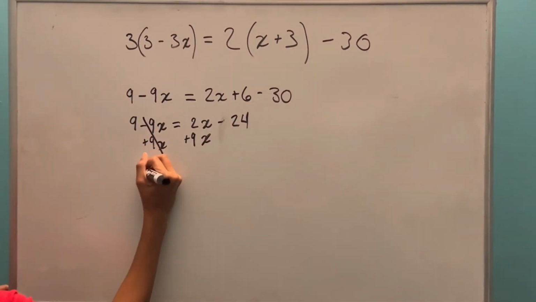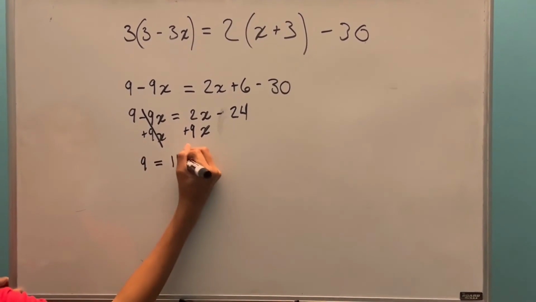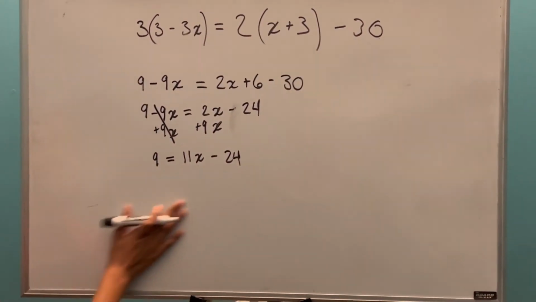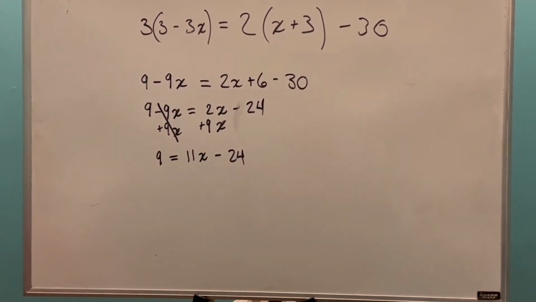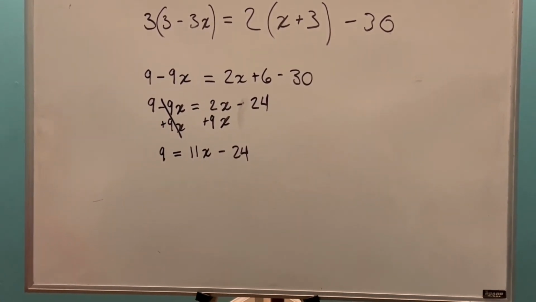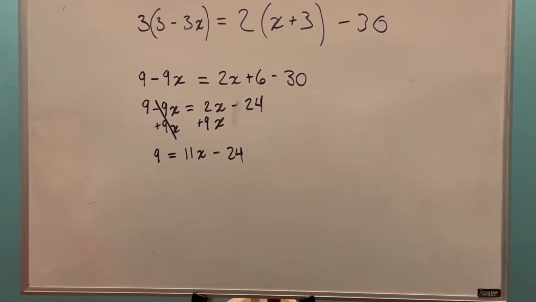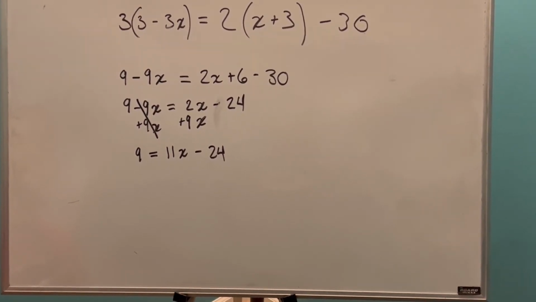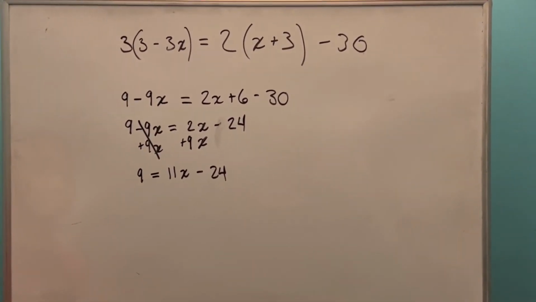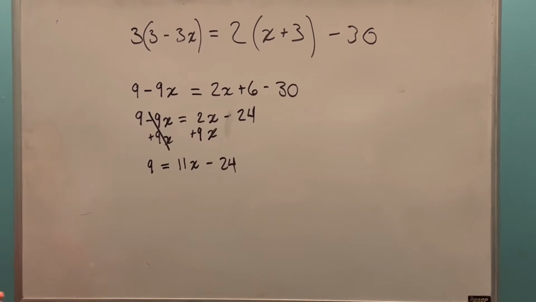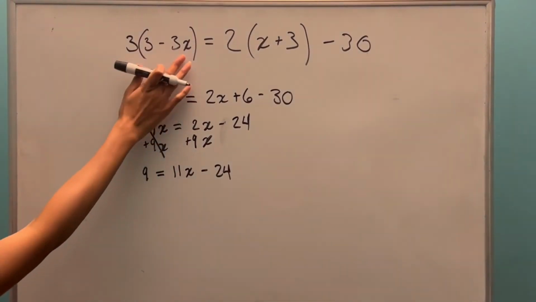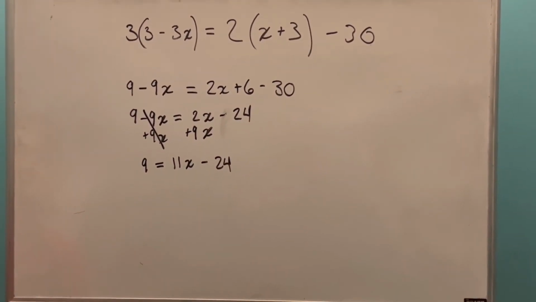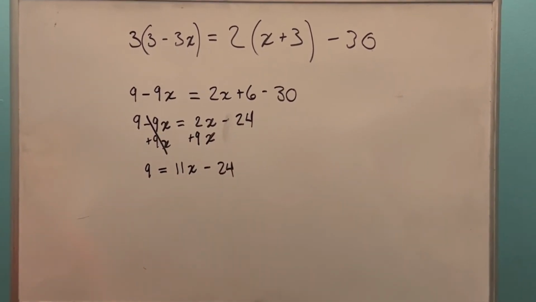So 9 equals 11x minus 24. This is our equation. It simplified to 9 because the minus 9x and the plus 9x canceled out, and 11x because you had to add the 9x again. What's the objective here? You're trying to get x alone so you can figure out what x is. You're trying to isolate x by itself on one side of the equation.